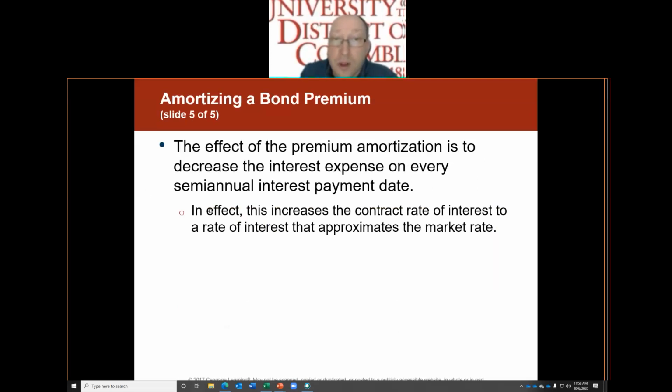The effective premium amortization is to decrease the interest expense on every semi-annual interest payment date, and of course, the effect is to get the contract rate to balance the market rate.